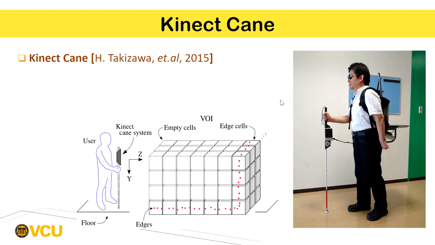In this way, they can describe the boundary of the obstacles, the size and the boundaries. And therefore they can provide a more accurate travel direction to the user to help them avoid the obstacles.